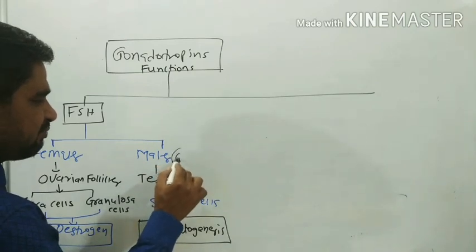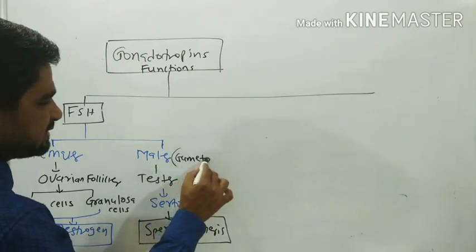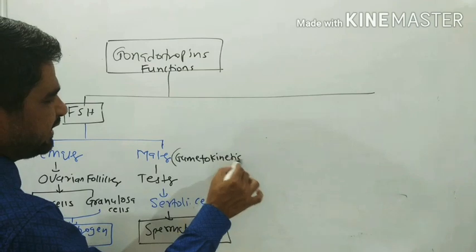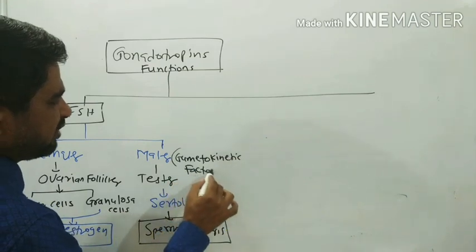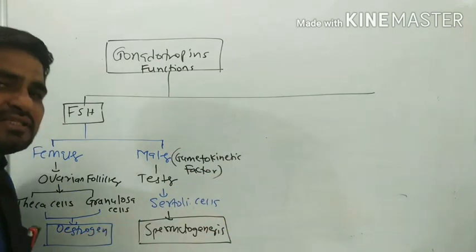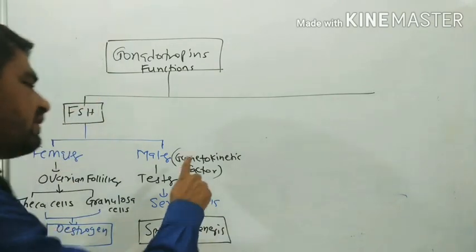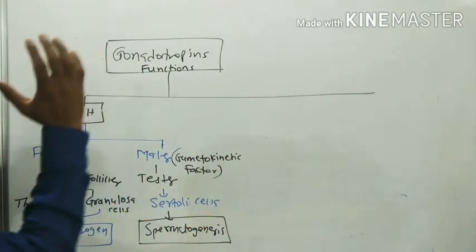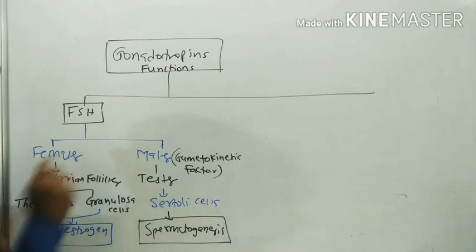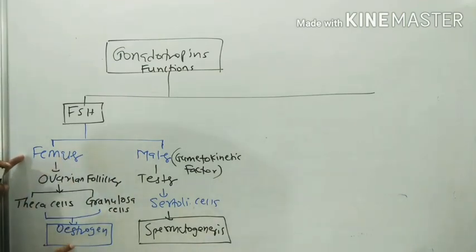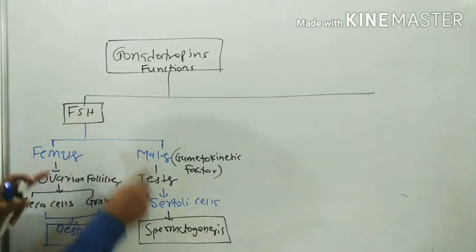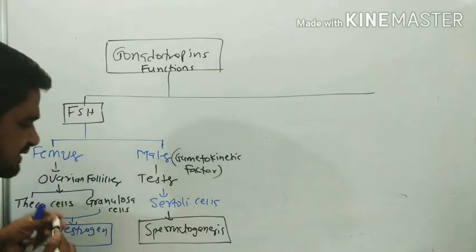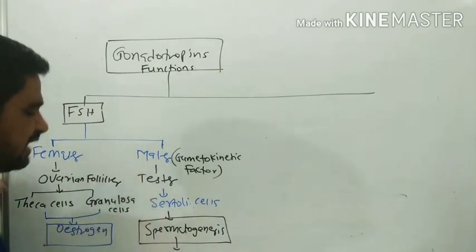In males, FSH is also given a term called gametokinetic factor. If you are asked anywhere, remember that FSH in males is also called gametokinetic factor. So this is the action of FSH in females as well as in males. In females it is for estrogen, and in males for spermatogenesis and then maturation of the sperms.